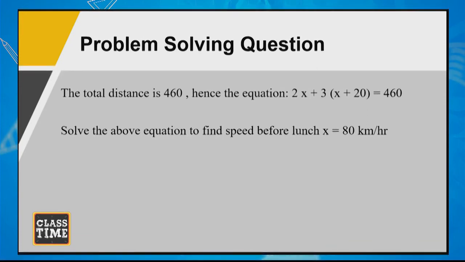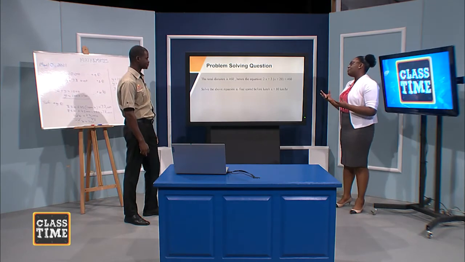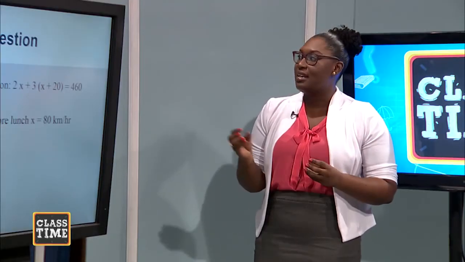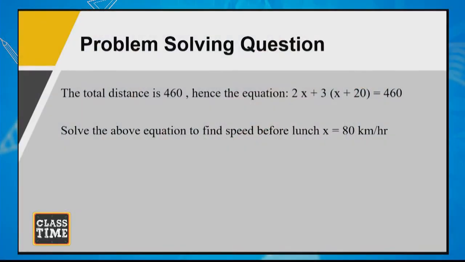As Mr. Price would have done, we would have gone ahead and used the distributive law. We would then have grouped like terms. In this case, it would have been 3x plus 2x, which gives us 5x. Using the distributive principle, 3 multiplied by 20 gives us 60. Then we simply subtract 60 from both sides of the equation, which leaves us with 400. So 5x is equal to 400, and when we divide 400 by 5, we get 80 kilometers per hour. And we did all of that without lifting a pen.